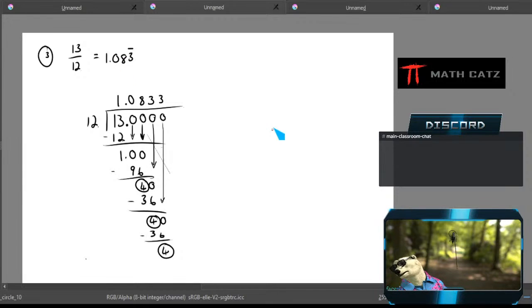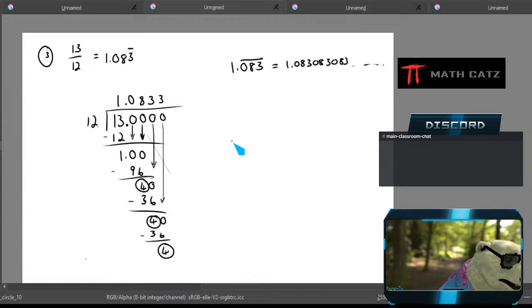If I were to say 1.083 with a line, that would mean 1.083083083, and that section repeats forever, and that's not the same anymore.